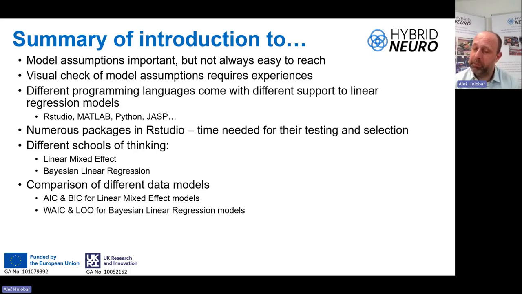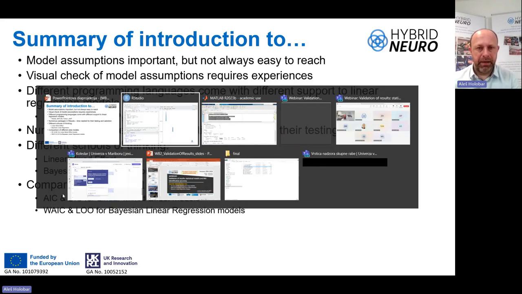But it all depends on how well you master the interpretation of the results that they offer, right? It doesn't help if you go to the Bayesian linear regression if you don't know how to interpret the results and how to master the model assumption checking. I skipped the issue of comparing the models in the script.